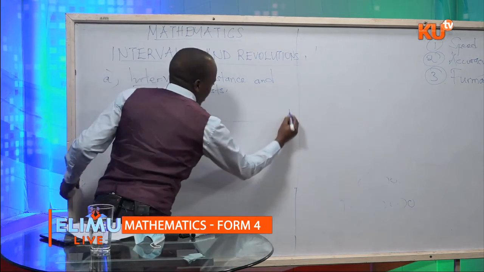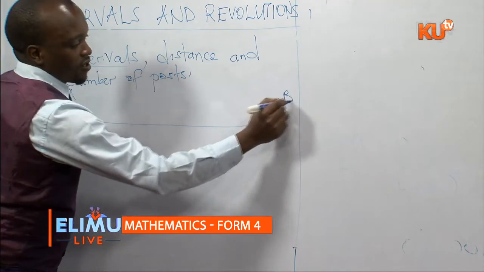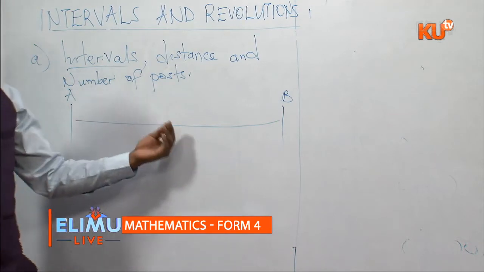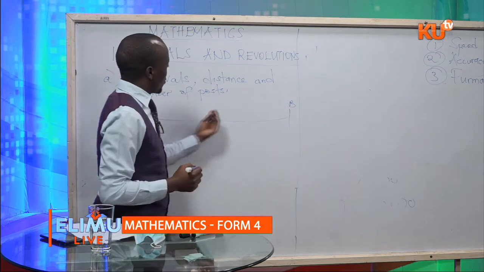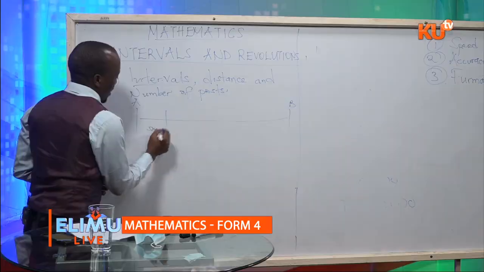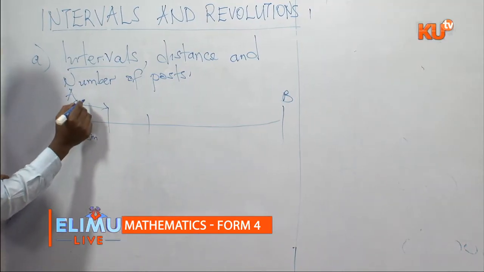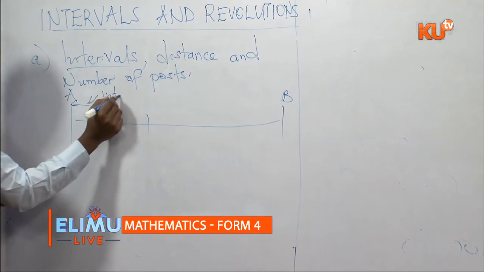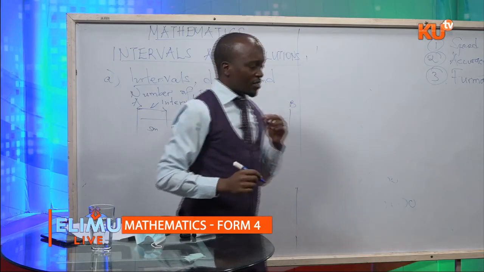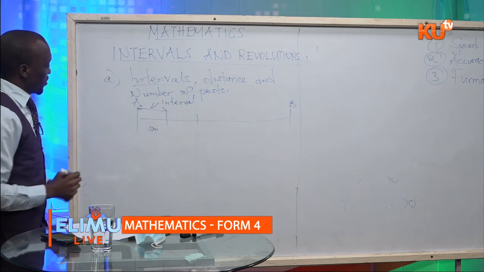Let me explain it in simple terms. If we have point A to point B, say that Mary wanted to fence this piece of land. She wanted to put posts along this line, so maybe they were to be put 5 meters apart. So the length from here to here, that is what we call the interval. So that takes us to our very first subtopic.